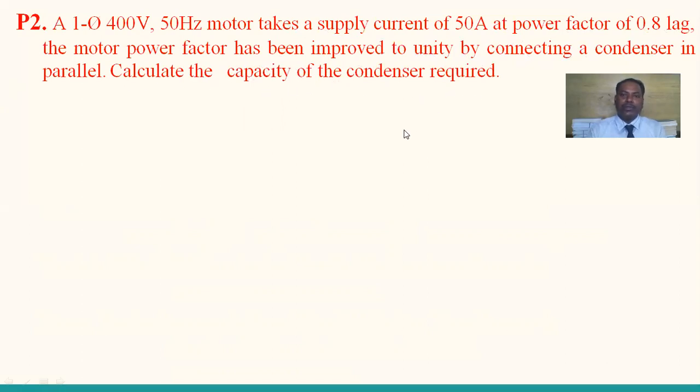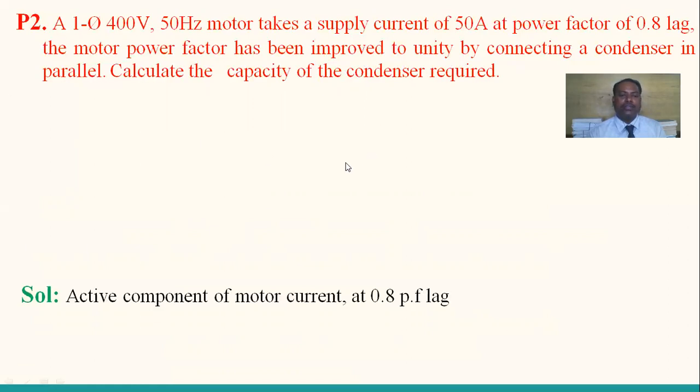So very simple problem. Initially the motor takes a supply current of 50 ampere at a power factor of 0.8 lag. So all the voltage, frequency, phase, everything is given in the problem. But our intention is to enhance the power factor from 0.8 lag to unity by connecting a condenser in parallel to the existing motor. So he asked to calculate the capacity of the condenser required. So very simple, so let us go here.